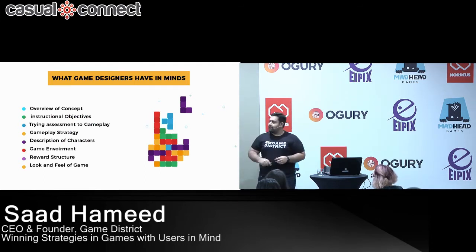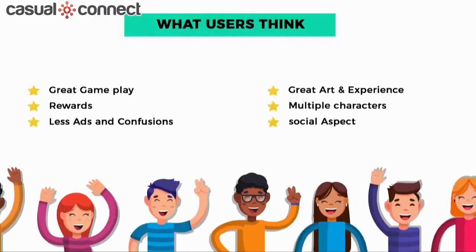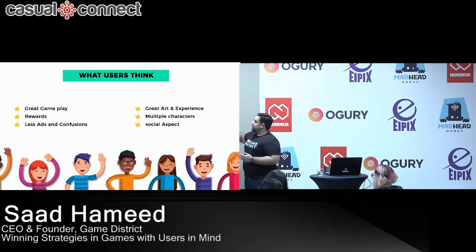These are the basic things: concept, objectives, gameplay, game strategy, description of the characters, environment, reward structure, and look and feel of the game. Those are all the things game designers have in mind all the time. But what users have in mind is totally different.